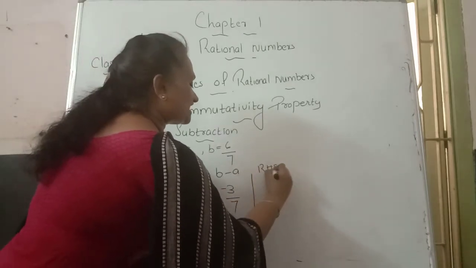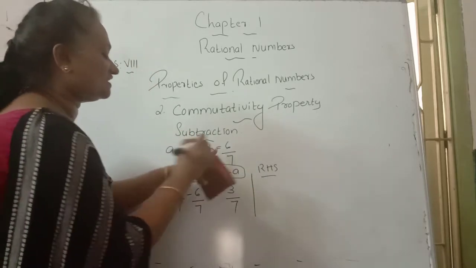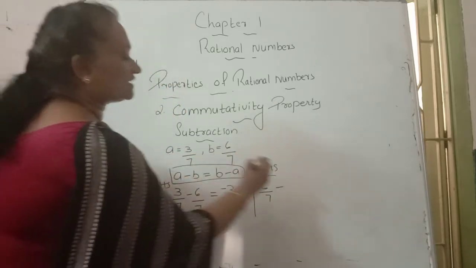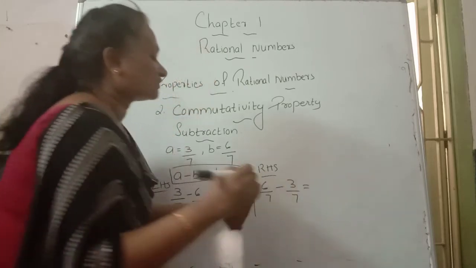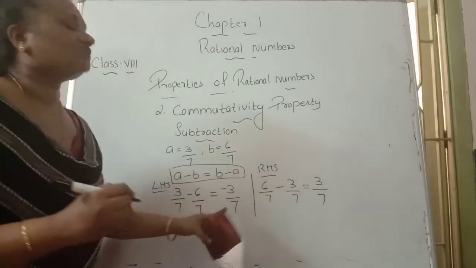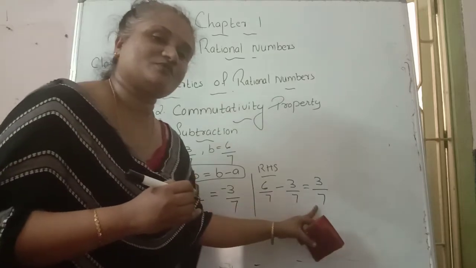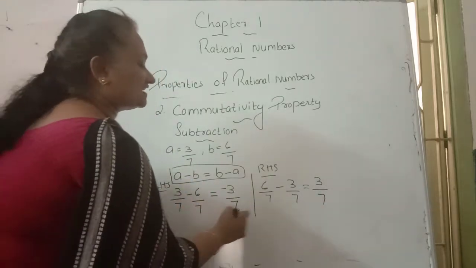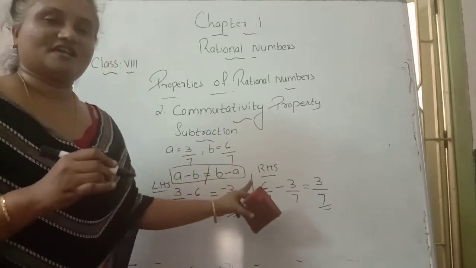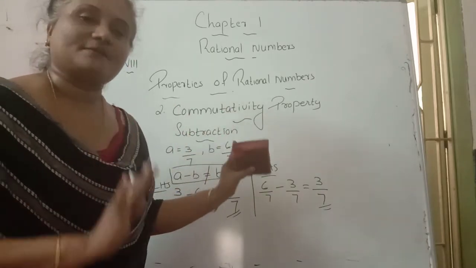So next I am going to check the RHS side. RHS part of our general formula is b minus a. Here b value is how much? 6 by 7, subtracted with a value. What is the a value given there? 3 by 7. Denominators are the same, so 6 minus 3 becomes how much? 3 by 7. See, both are different answers. Why? Here the LHS part is minus 3 by 7 and the RHS part is plus 3 by 7. Both answers are different. That's why we can say a minus b is not equal to b minus a, meaning the commutative property is not satisfied under the subtraction case.